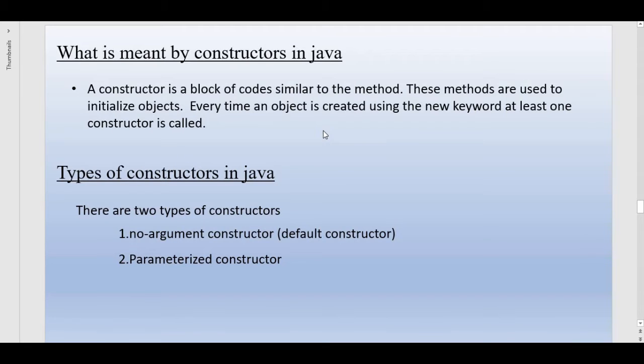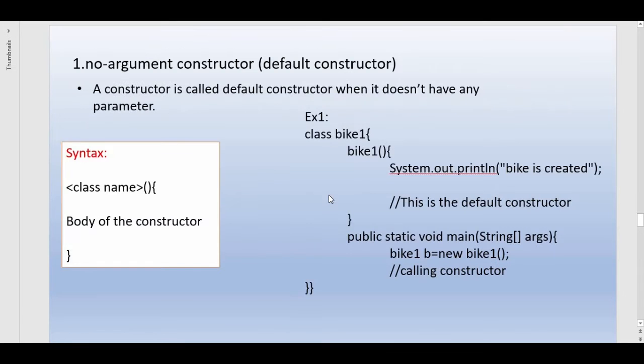And secondly, types of constructors. There are two types of constructor: the no argument constructor, which we can call the default constructor, and the second one is the parameterized constructor. Let's discuss them one by one. The first one is the no argument constructor, which we can call the default constructor. A constructor is called the default constructor when it doesn't have any parameters. If the parentheses of the constructor have no parameter, then we call it a default constructor.